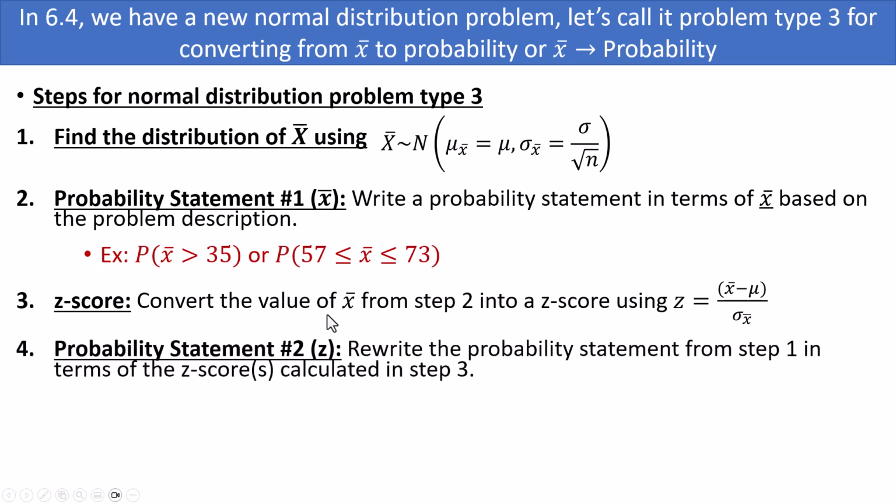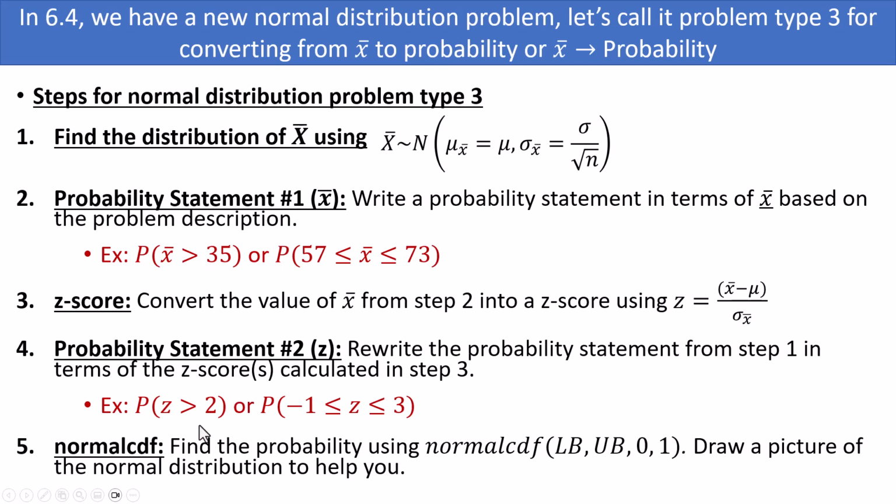And then you're going to write a new probability statement in terms of the z-score that you got when you plugged in here. So maybe you plugged 35 in and you got 2 out, so then you would use that. Or maybe you plugged in 57 and 73 and you got -1 and 3 out when you used this formula. And then the last step would be to just find the probability using normal CDF.